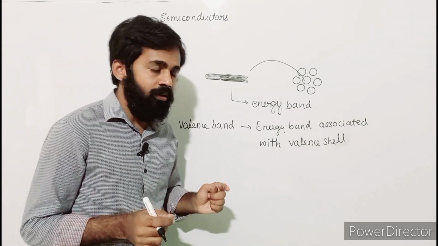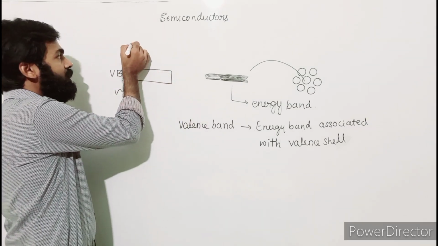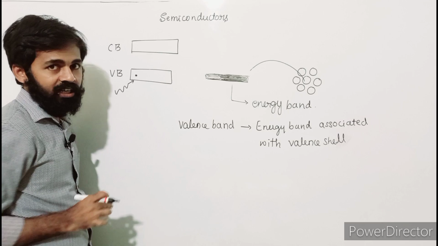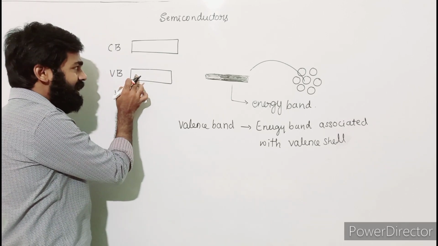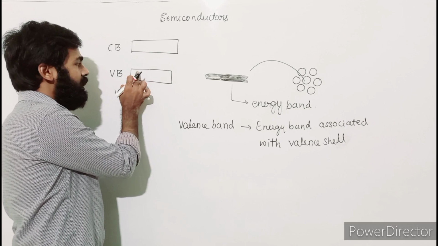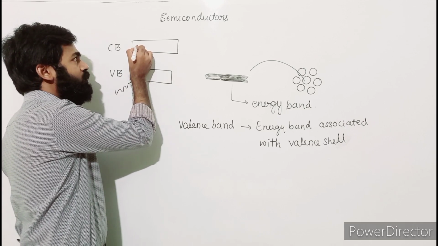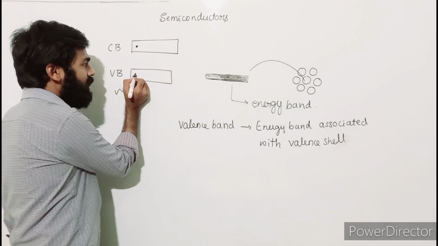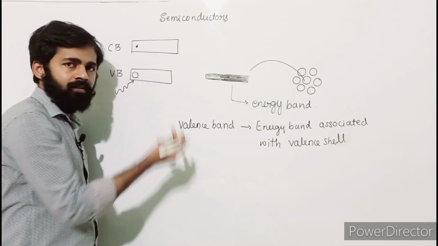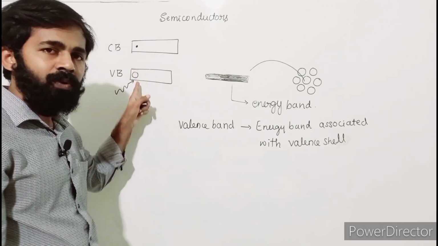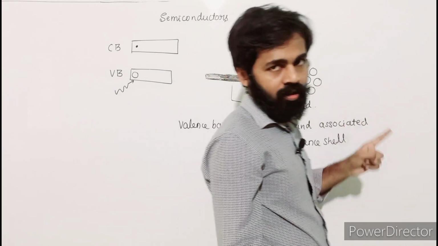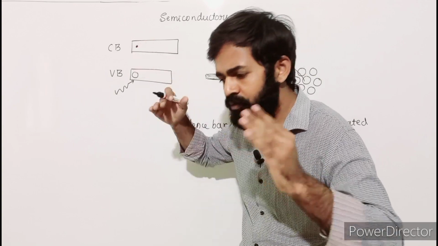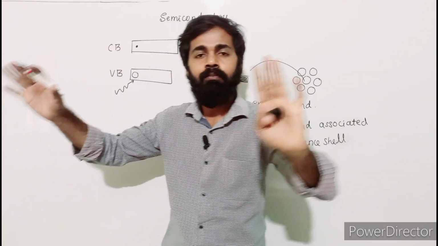Okay, now when the electron has jumped, let's consider a conduction band. Let me write CB for conduction band. When I supply energy, the electron jumps from the valence band to the conduction band. Now you can see a place is left empty here, because this place was earlier occupied by the electron, but now the electron is jumping from the valence band to the conduction band. Jumping from the valence band to the conduction band is like becoming free.